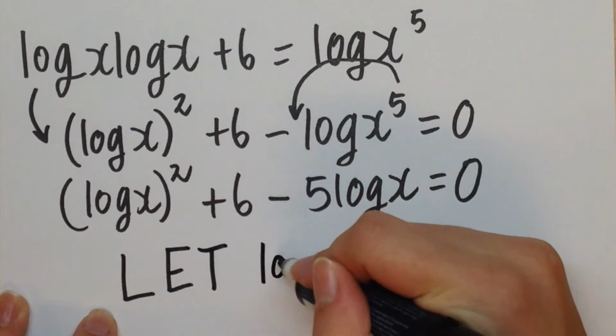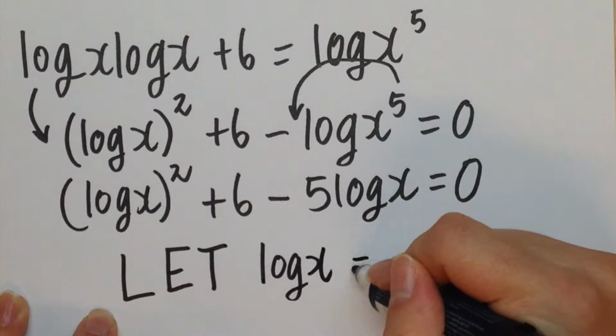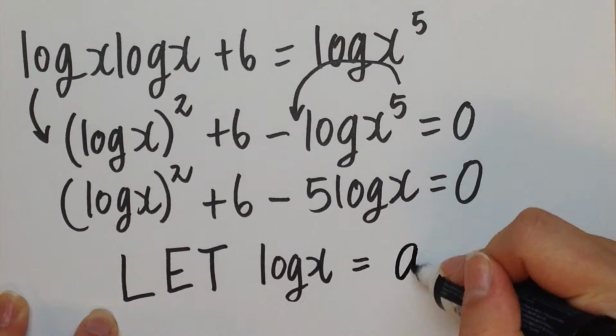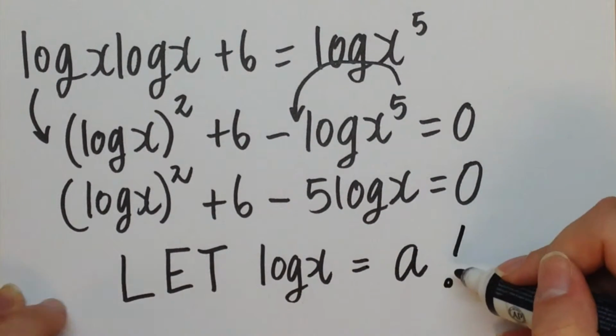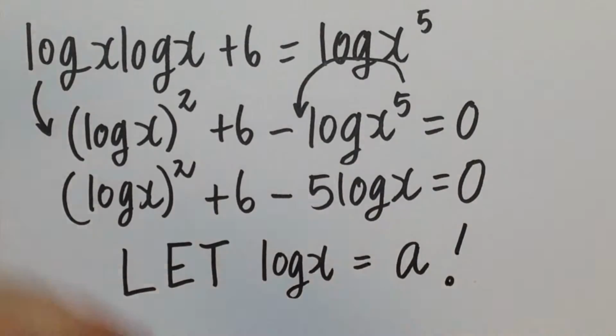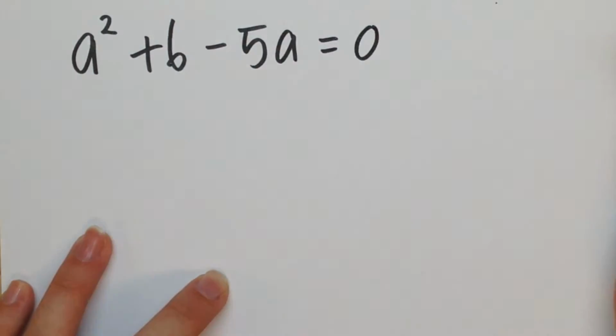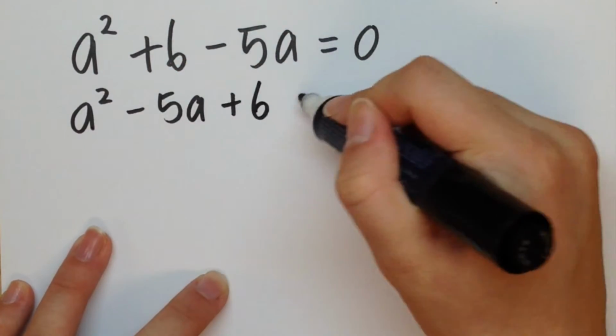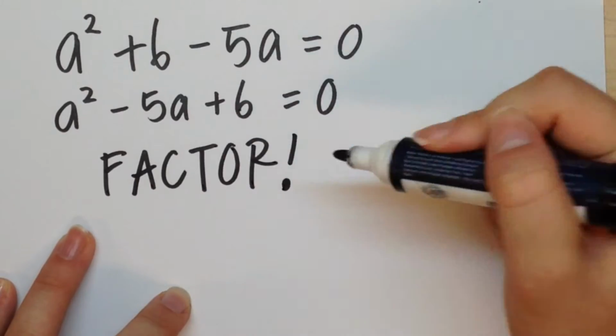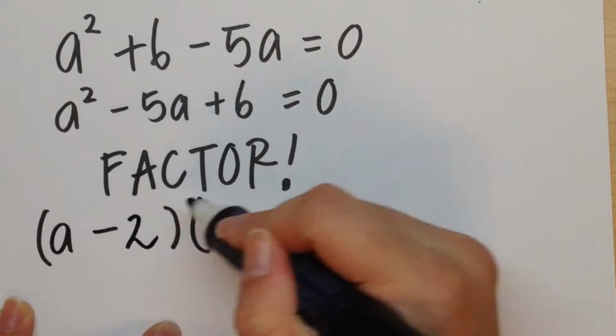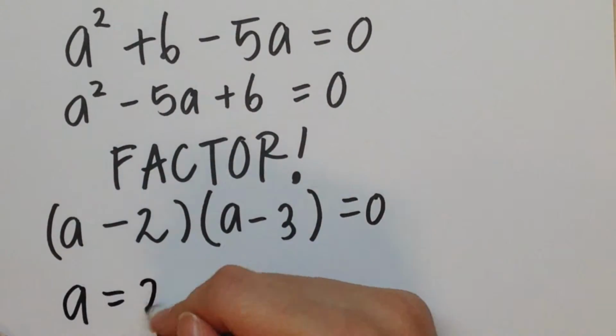In order to make the equation seem more simple, you can sub in another variable for the log x's, then sub them back out later when you have your answer. I chose the variable a. After replacing log x with a, we now have a squared minus 5a plus 6. Now that we have a simple quadratic equation, you must factor to find that a equals 2 and a equals 3.